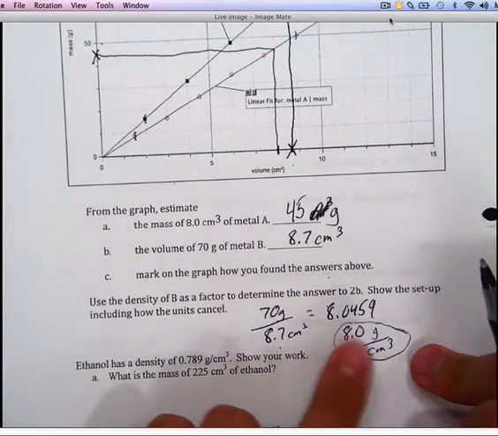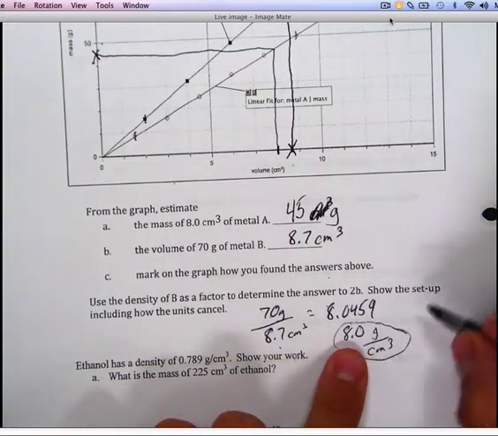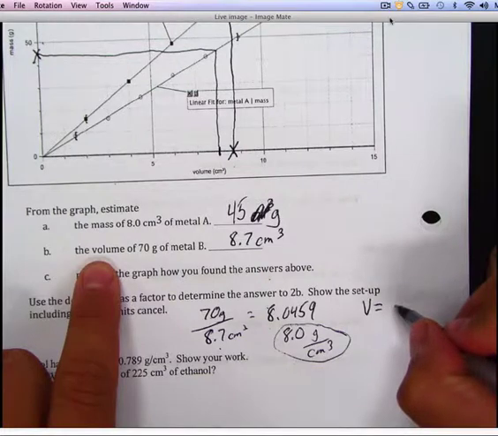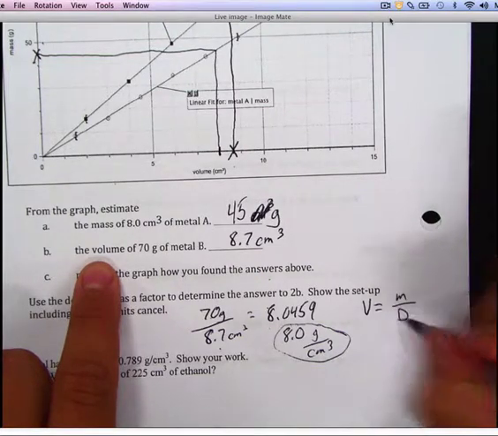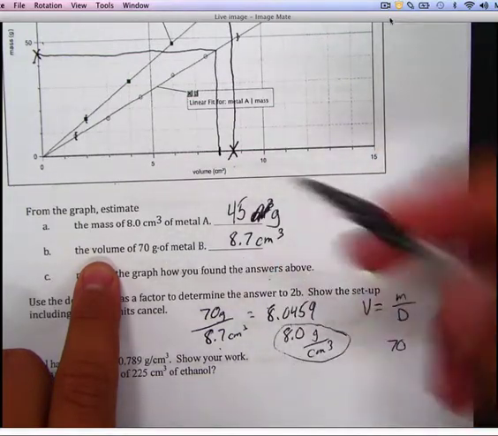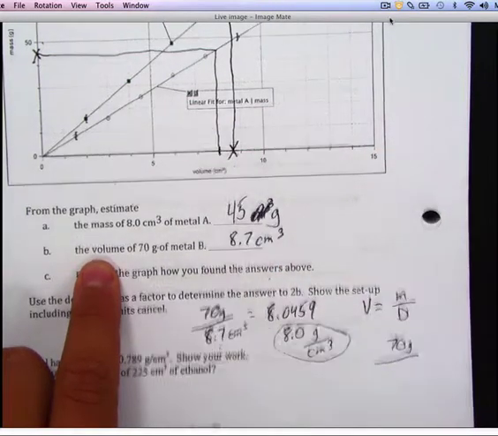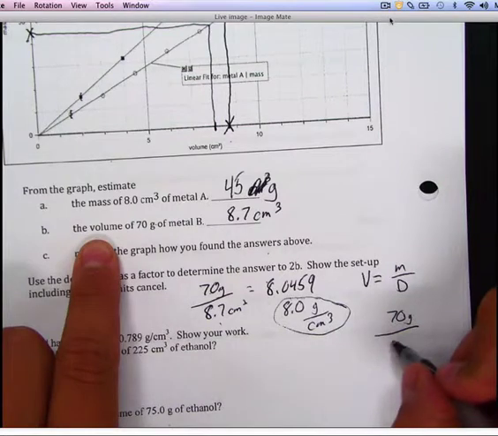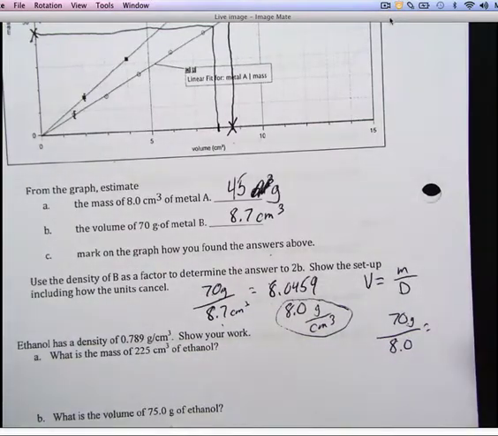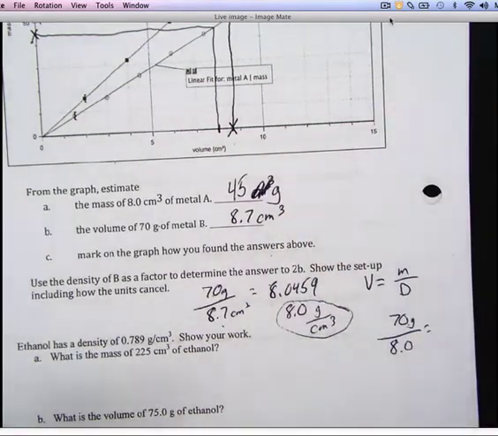So now that we have density here, what are we trying to find? We're trying to find volume here. So we know volume is equal to mass over density. So we have 70 grams, which is what we have from here, 70 grams over our density, which we just figured out, 8.0, and that should equal our volume, and we should get a number close to this, if we're good.